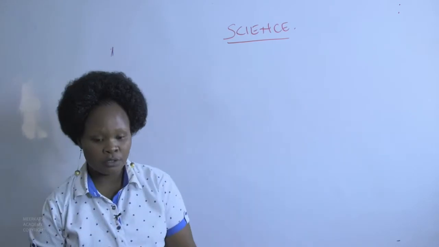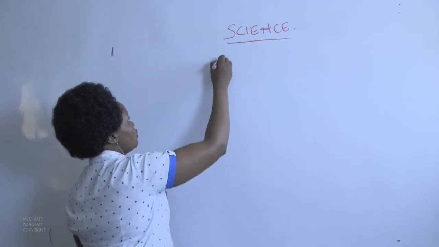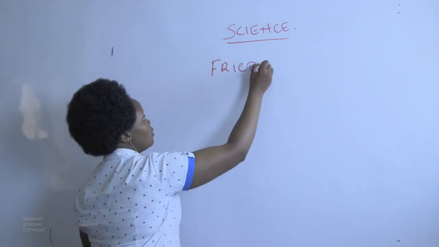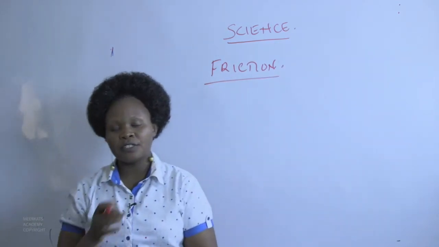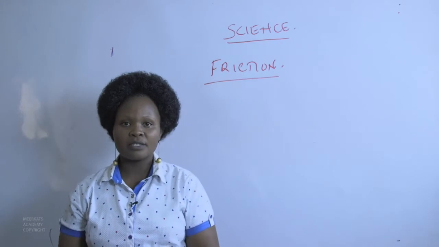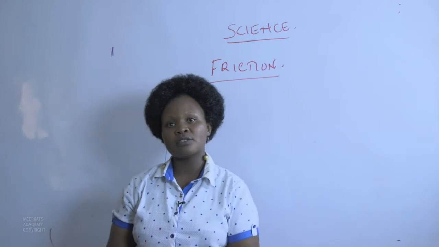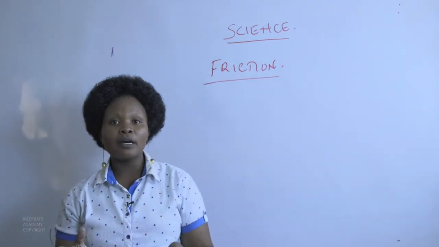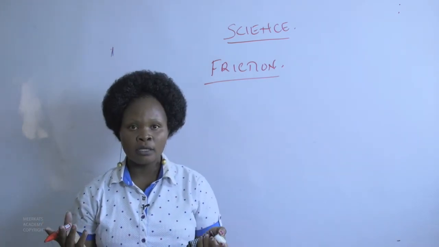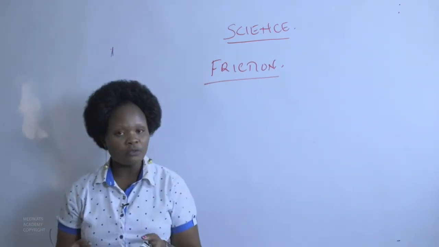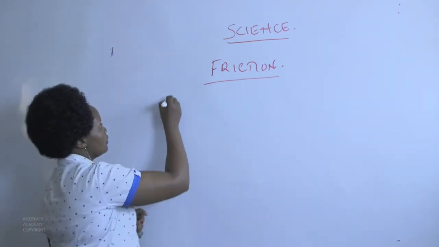And we want to look at friction. Now, in our last lesson, we looked at how friction interacts with other forces to disturb or ensure the balance of a body. And right now, we want to understand what friction is and probably look at a few types of friction that we have. I will start by defining friction.